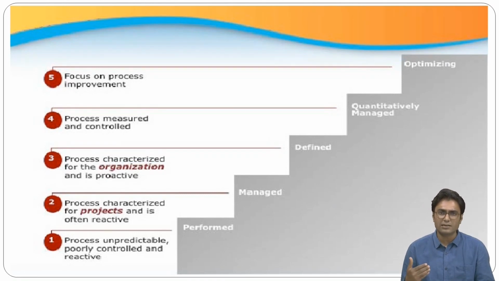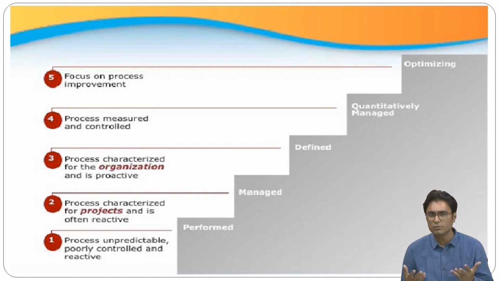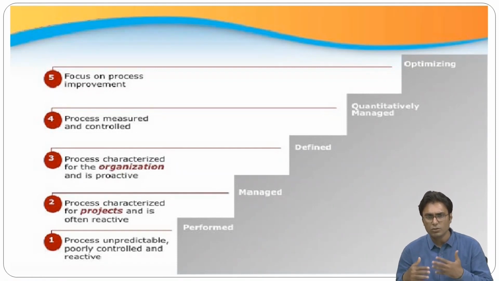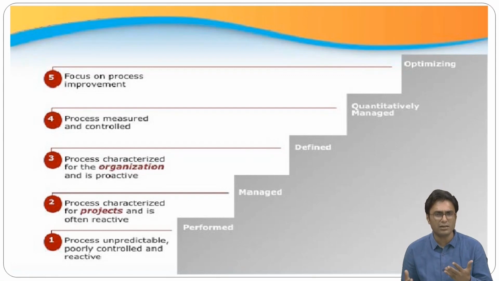These selected sub processes are controlled using statistical and other qualitative techniques. So, quantitative objectives for quality and process performance are established and used as criteria in managing processes. Quantitative objectives are based on the needs of the customer, end user, organization and process implementers. So, quality and process performance are understood in statistical terms and are managed throughout the life of the processes.